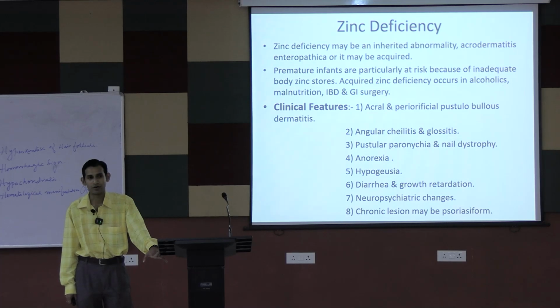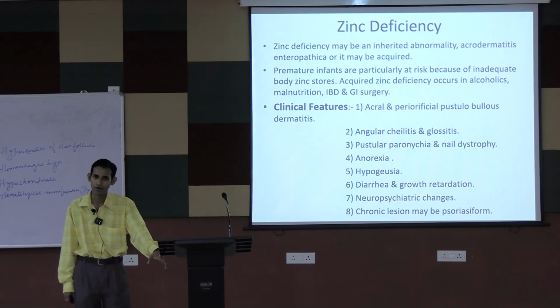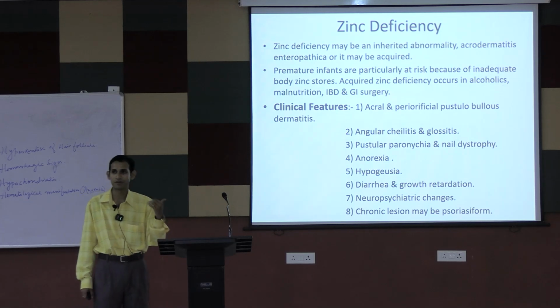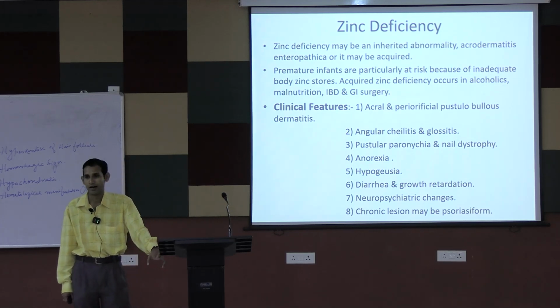What is it? Acrodermatitis enteropathica is an autosomal recessive condition in which there is a mutation of the SLC39A4 gene, which usually codes the zinc transporter protein ZIP4, leading to zinc deficiency. There is a congenital deficiency, number 1, acrodermatitis enteropathica. And number 2 is the acquired deficiency. Acquired deficiency can occur in lots of conditions.